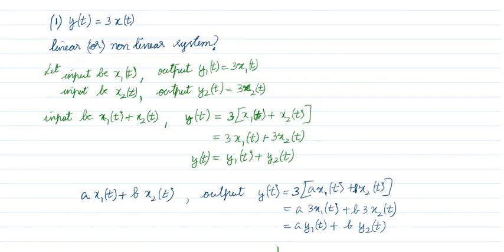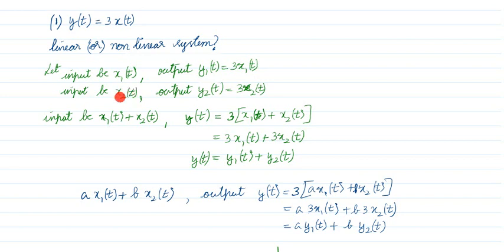Let us take a system y of t equal to 3 into x of t. We are going to check whether it is linear or non-linear system. First, we are taking the input. Let the input be x1. When the input is x1, what is the output? y1. And see how you read this equation. y of t equal to 3 into x of t. What is the meaning? Output is equal to 3 times the input. Input is x, output is y. So if the input is x1, I give the output name y1. So output y1 is equal to 3 times x1.